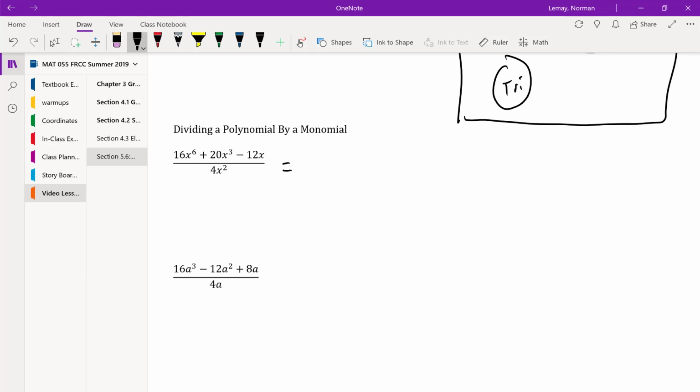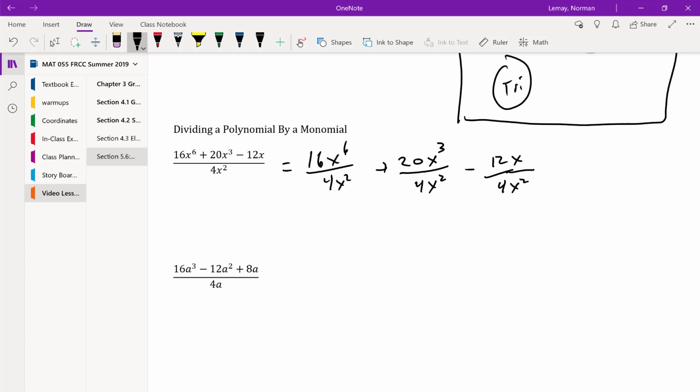we rewrite this as 16x to the 6th over 4x squared plus 20x cubed over 4x squared minus 12x over 4x squared. So now we get 4x squared in every denominator. And so now this just turns into a reduction game.